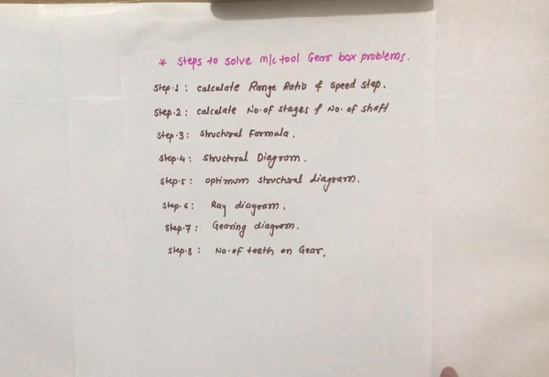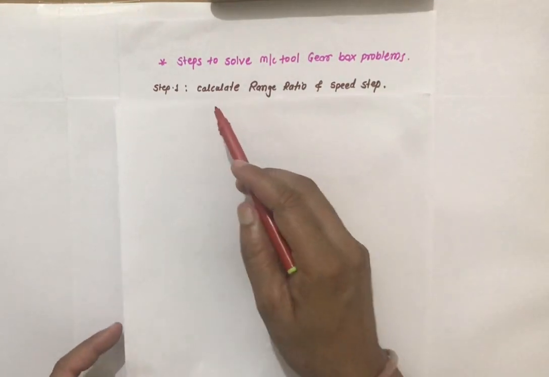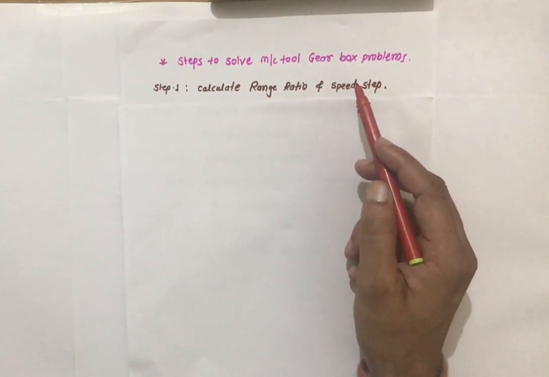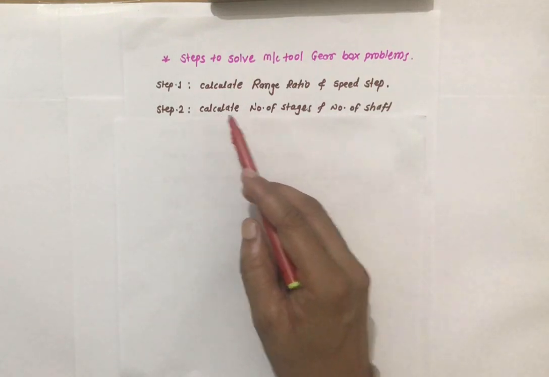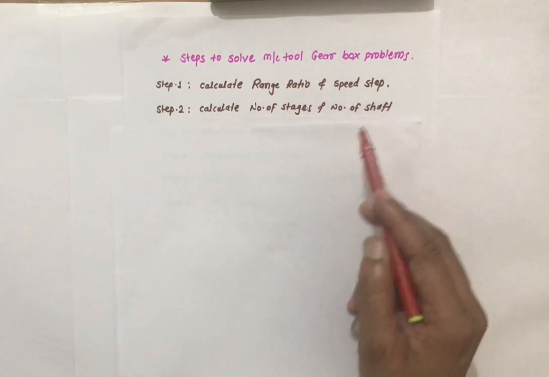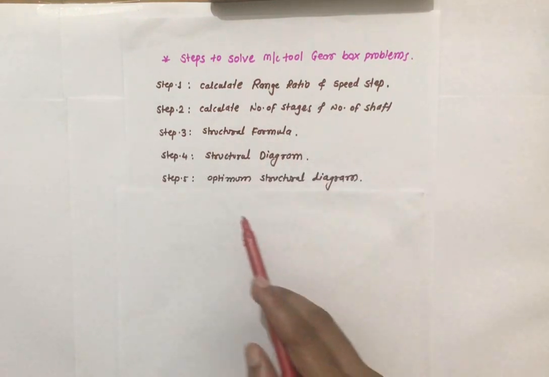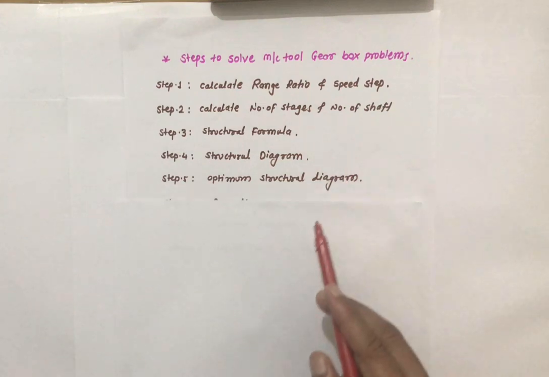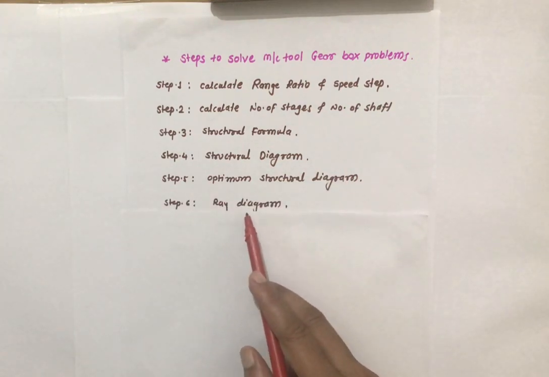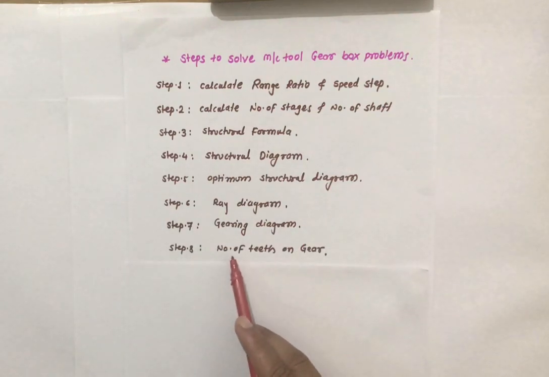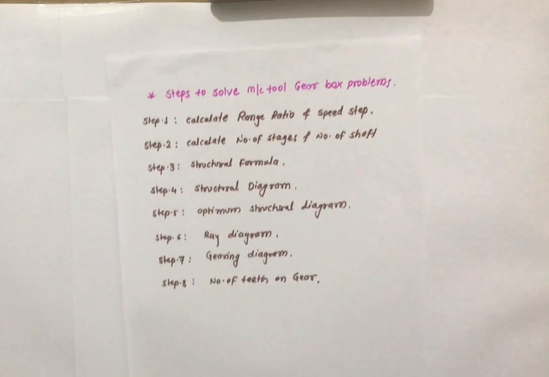Now we will see the steps while solving the problem. There are 8 steps. First is to calculate the range ratio and speed step. Second step is to calculate the number of stages and number of shafts. Third step is the structural formula. Fourth step is the structural diagram. Fifth step is the optimum structural diagram. After that, step number 6 is the ray diagram. Step number 7 is the gearing diagram, and step number 8 is the number of teeth on gears. Now next we will solve one problem.